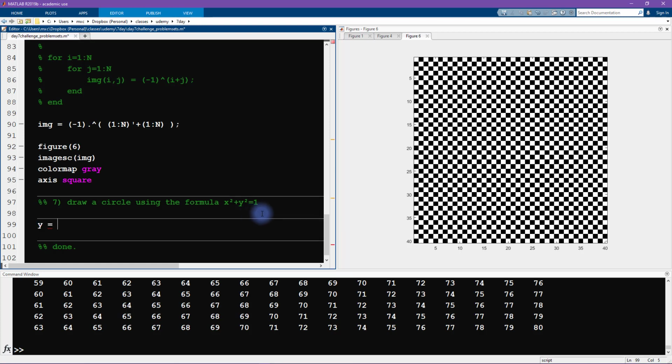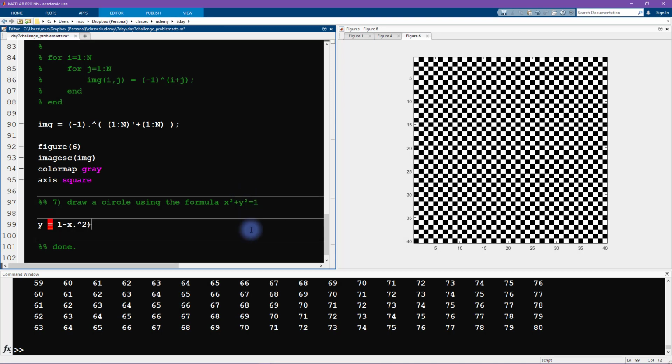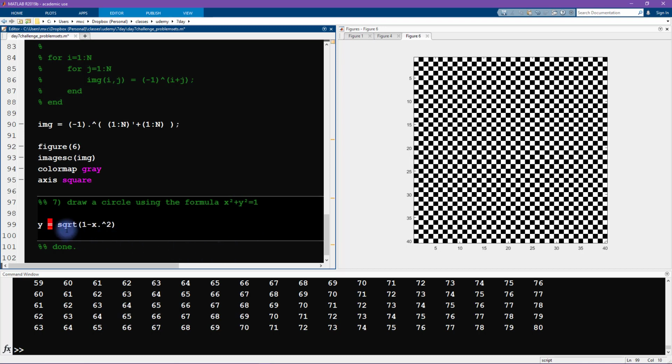So to solve for y, you subtract x squared. So this is going to be 1 minus x squared. And then you have to take the square root of both sides. So we take the square root of both sides of the equation, which gives us y equals the square root of 1 minus x squared.